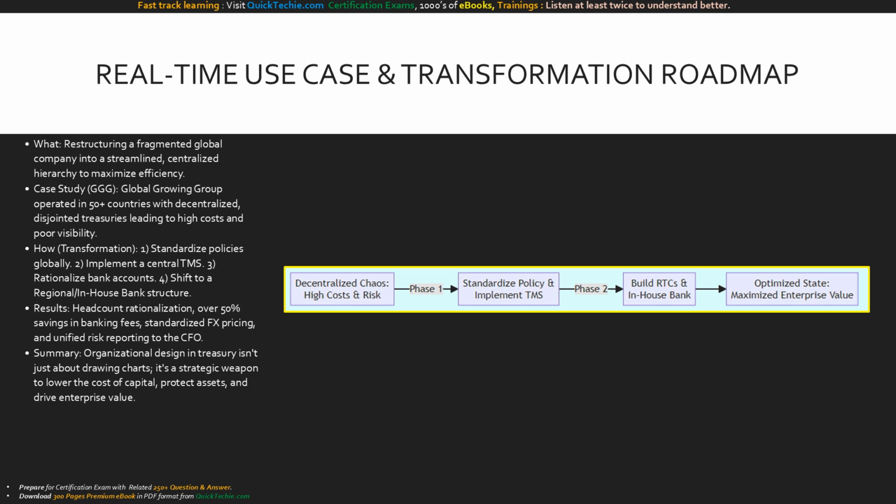Ultimately, organizational design in Treasury isn't just about drawing org charts. It is a strategic weapon used to lower the cost of capital and drive enterprise value.